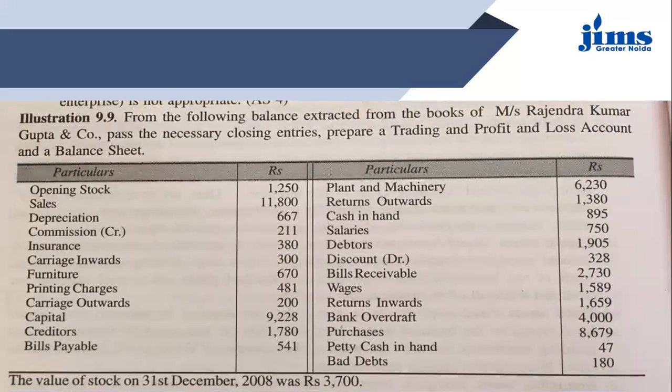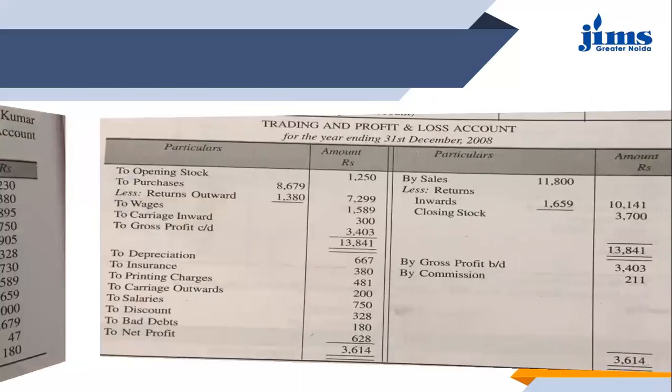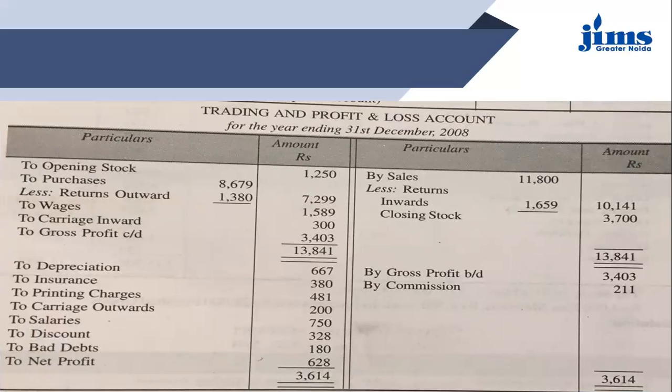Then comes the next entry for the trading account, that is purchases. Look for the purchase entry. It is given as 8,679. So 8,679 is the purchases, less purchase return outwards of 1,380. You can see purchases less returns, and the final amount goes under the final column here.